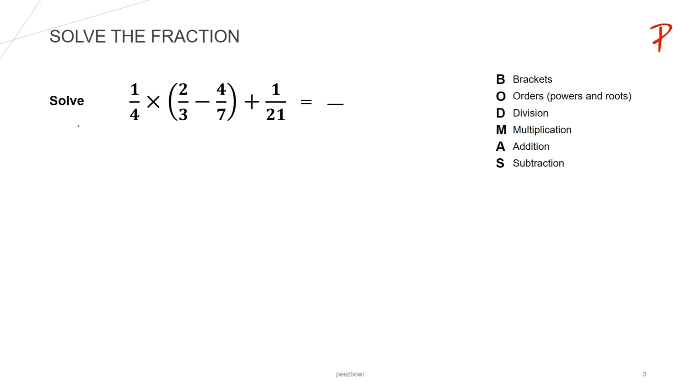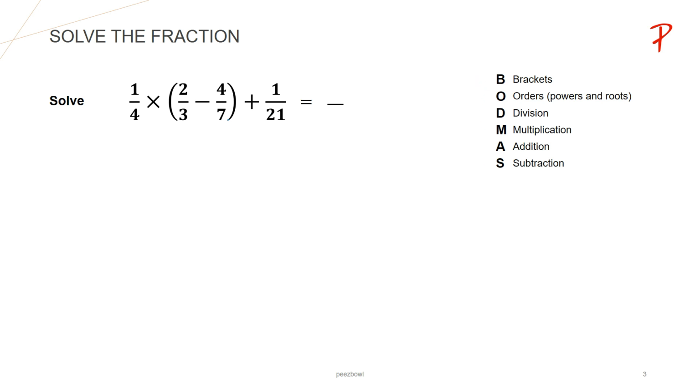Hi, let us solve this fraction example: 1 by 4 multiplied by 2 upon 3 minus 4 upon 7 within bracket, plus 1 upon 21. Whenever we have this kind of question where we have multiplication, then bracket, then plus and minus and all other arithmetic operators, then we have to follow BODMAS rule. BODMAS stands for bracket, order, division, multiplication, addition and subtraction.